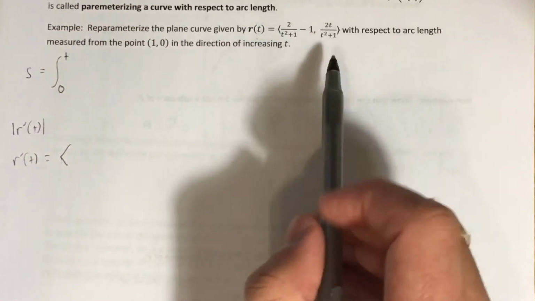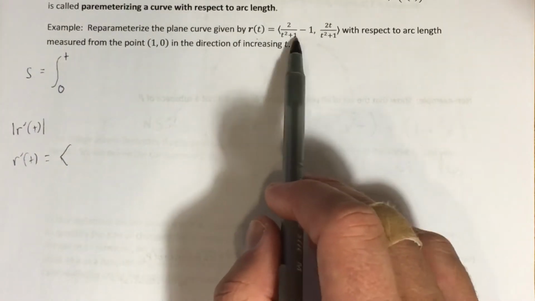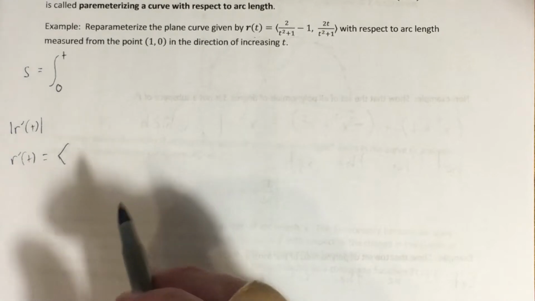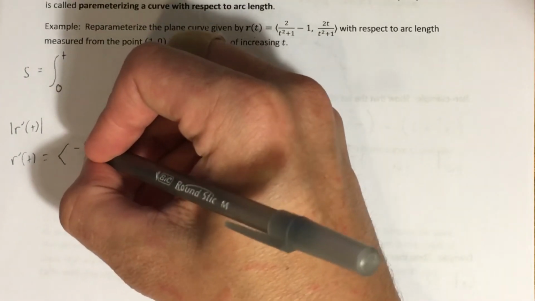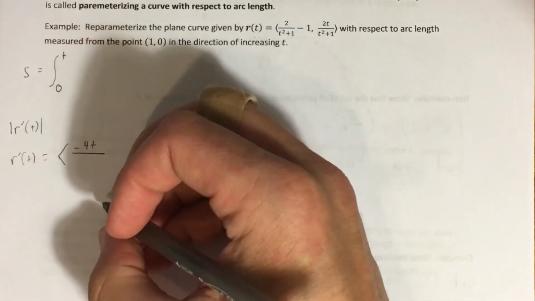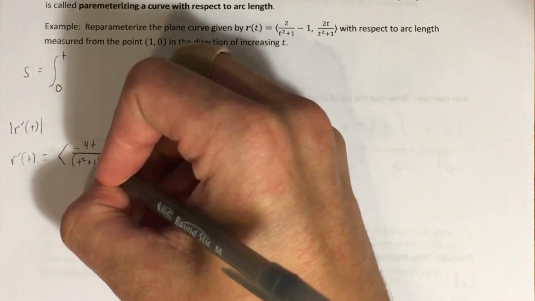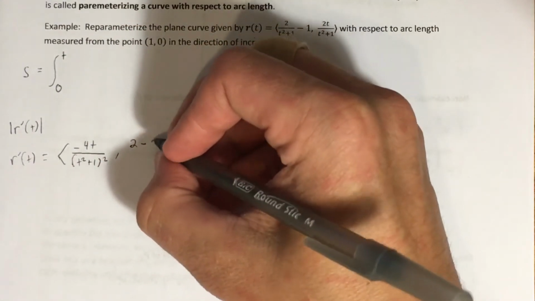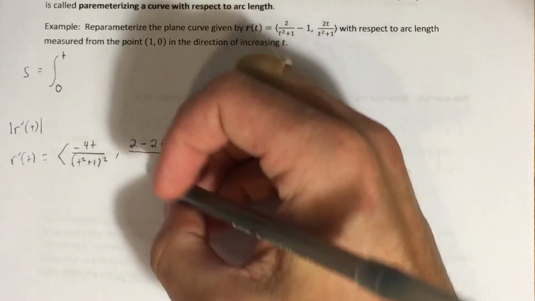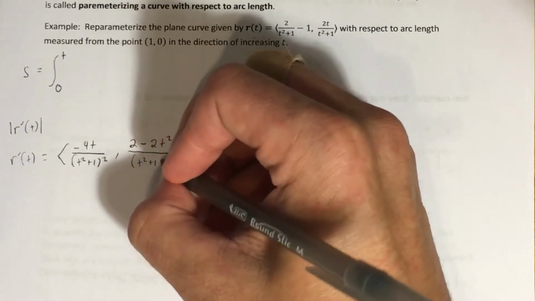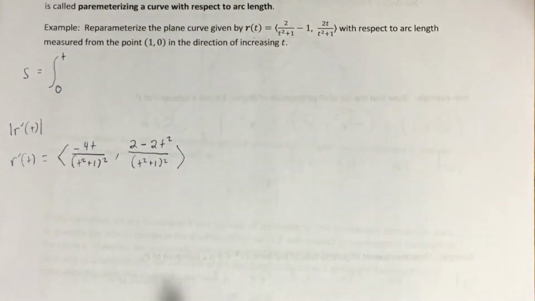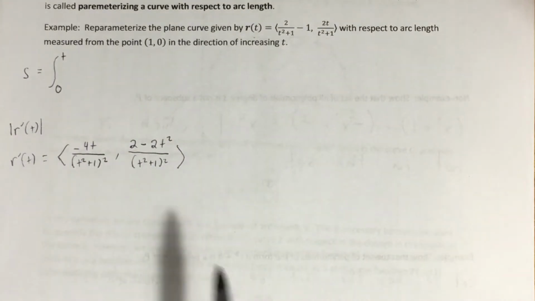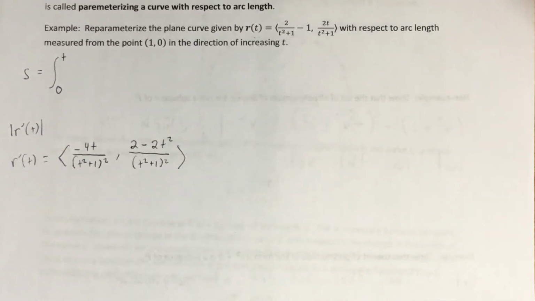Well, r prime of t, you can approach these derivatives in a couple of different ways. You could use the quotient rule on both of them, for example. You can bypass the quotient rule in this case and do the chain rule instead. But what we should end up with is negative 4t over (t squared plus 1) quantity squared, and then 2 minus 2t squared over, again, (t squared plus 1) quantity squared. I'm going to bypass all the nitty-gritty steps that we would have done in Calculus 1 evaluating these derivatives, but I encourage you to double check, make sure that that looks correct.